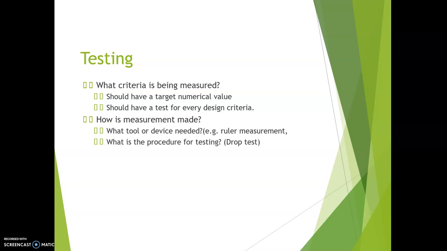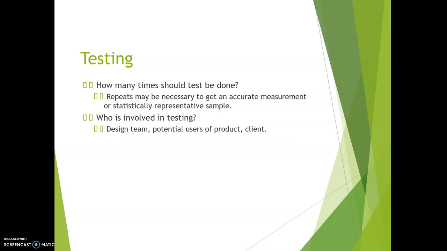How are measurements made? What tools and devices are you going to use? Rulers? Are you going to judge it based off of weight, mass, anything like that? And then what are your procedures? For instance, are you going to do a drop test? Are you going to see its strength using a shear test? You can do different types of testing. Then, how many times should you test it? Remember that testing needs to be done multiple times in order to get an accurate statistical representation of your sample.